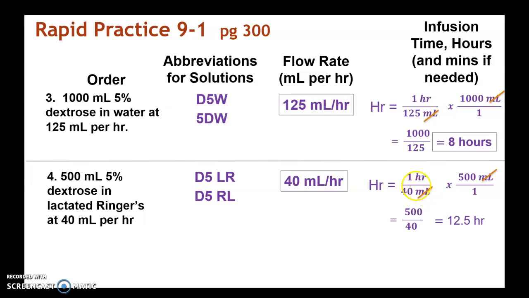12.5 hours. Okay, so they're not going to take 12.5 hours. They do want you to go ahead and change it into minutes, and that's why that phrase is in there. Infusion time in hours and minutes if needed. They will not accept 12.5 hours. Now, a half of an hour, you're probably pretty comfortable calculating what kind of minutes that is, but let's say it was something kind of random. I do want to discuss the math with that.